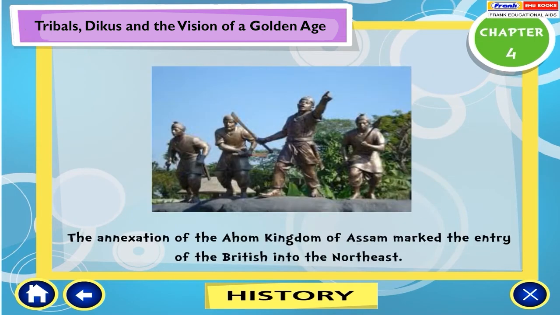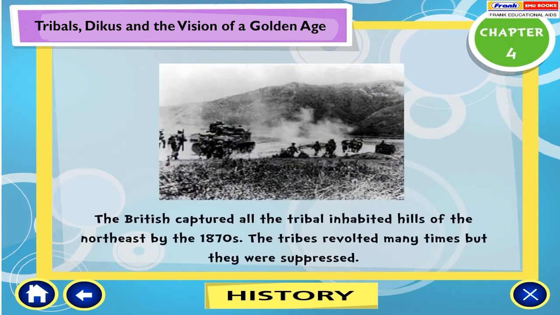The annexation of the Ahom Kingdom of Assam marked the entry of the British into the northeast. The British captured all the tribal-inhabited hills of the northeast by the 1870s. The tribes revolted many times, but they were suppressed.